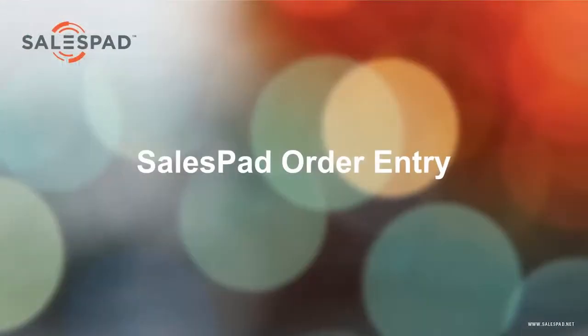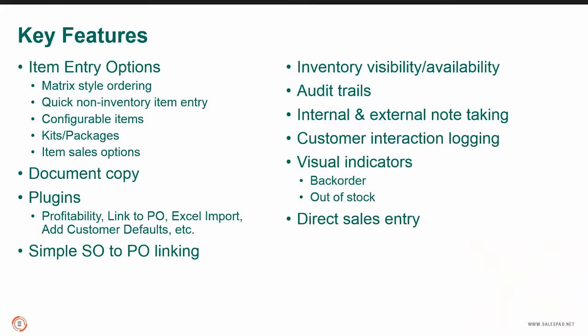Transitioning into SalesPad order entry and how we make some things better with some of our features. So some key features that we're going to be looking at today in the demos. First off are item entry options. So again, this is all about how you enter your inventory items onto a sales order. We have tools for matrix style order entry. Maybe you have clothing that you sell and there's different sizes and colors.